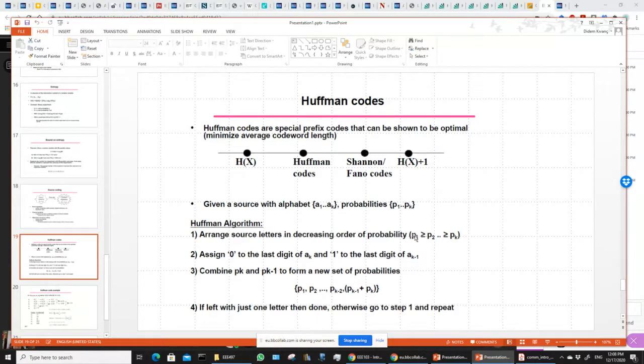What is it, A_K? I would say A1, P1. So the symbol that corresponds to the largest probability, I'll give it a 0. And the next one, I'll give a 1. And then what I do is I combine P_K and P_(K-1) to form a new set of probabilities.